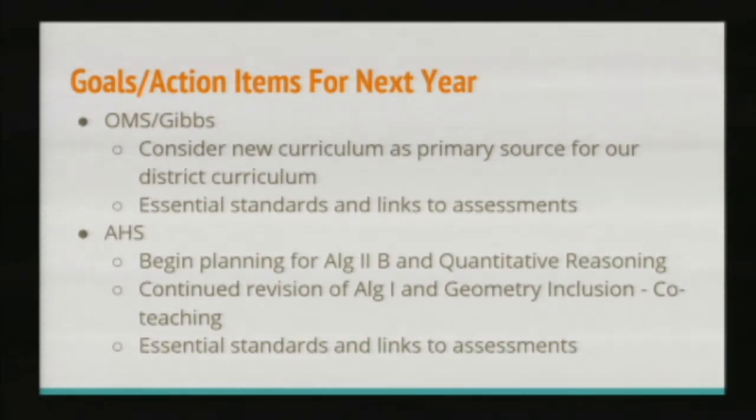AHS, in the same vein of that continuation of closing down the curriculum B classes for Algebra 1 and Geometry, the next phase is considering what we'll do for our Algebra 2B class and our quantitative reasoning class. So we have this nice little pathway that's happening between those two courses. So we're just going to reflect upon whether or not we could do something a little bit different, more robust, more connected than what we're offering right now.